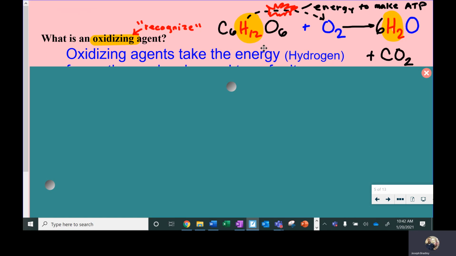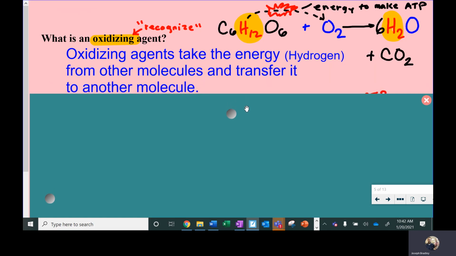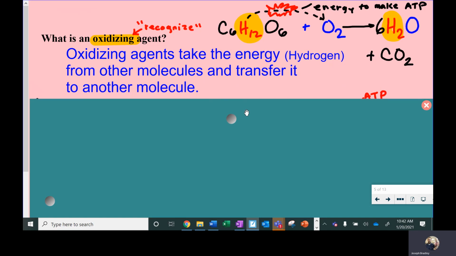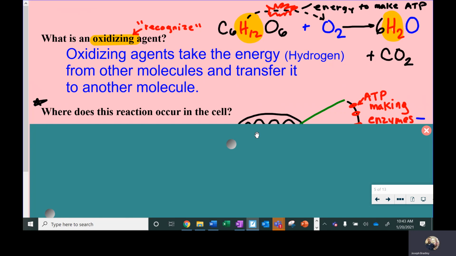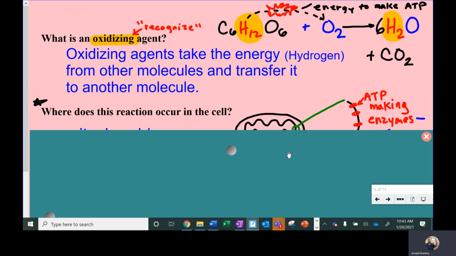There's a mechanism of making ATP that runs on hydrogen fuel. And then once the hydrogen fuel has been spent, it gets added to oxygen to make water. So hydrogen fuel can't be spent unless you have oxygen present. And that's what an oxidizing agent does. An oxidizing agent takes energy in the form of hydrogen from other molecules and transfers it to another molecule.